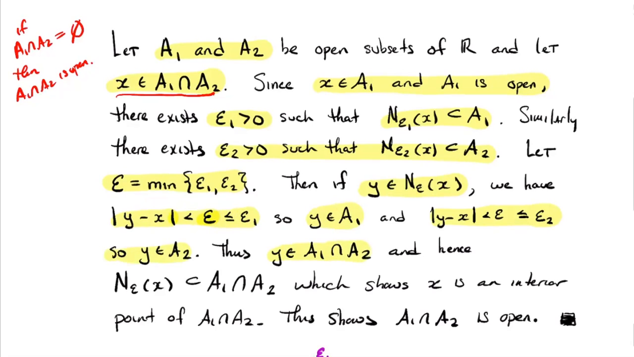So any point in that epsilon neighborhood of X belongs to both A1 and A2. So the entire epsilon neighborhood belongs to A1 intersect A2. So X is an interior point of the intersection. X was arbitrary, so that shows that the intersection is open.